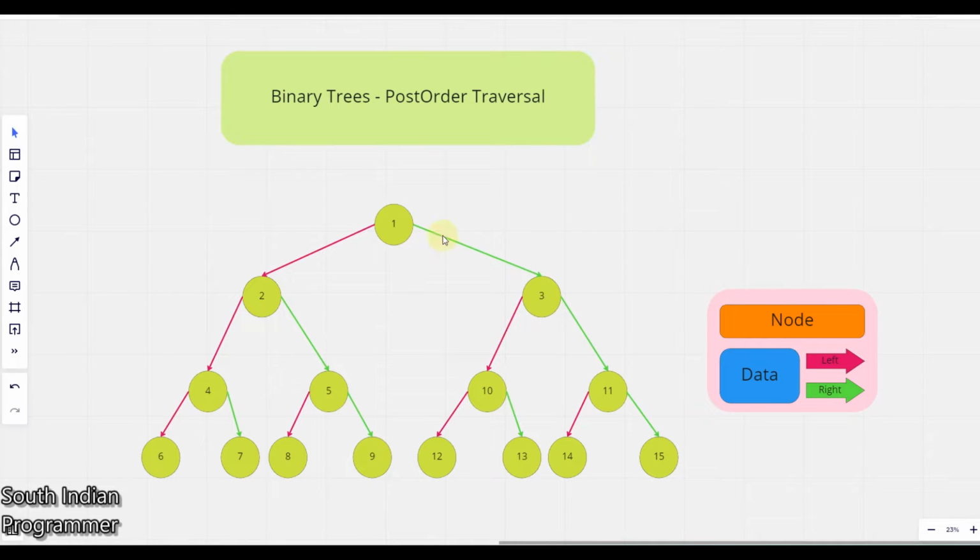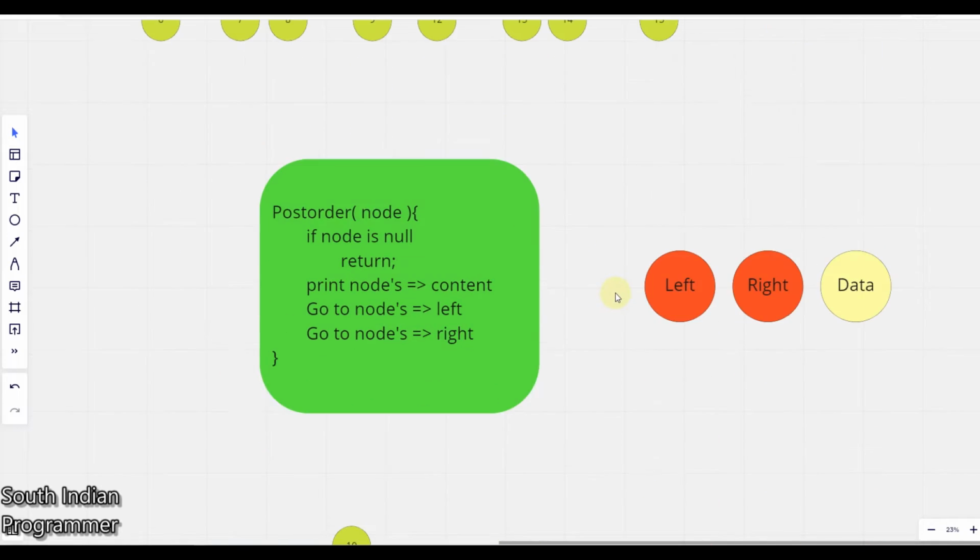Okay, here I have one tree. Here I have one binary node, the node having data and right and left pointers, and this is a typical binary node. And here I have a code snippet written for illustration purposes, with right, left and data. This is the way the post-order traversal algorithm works: first we have left and right and then data.